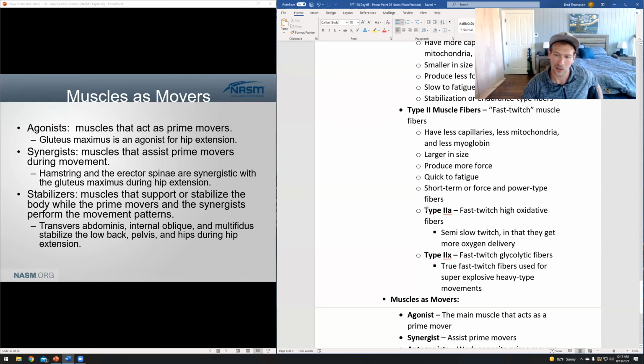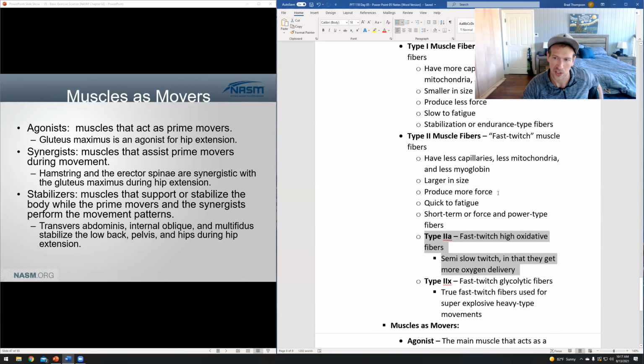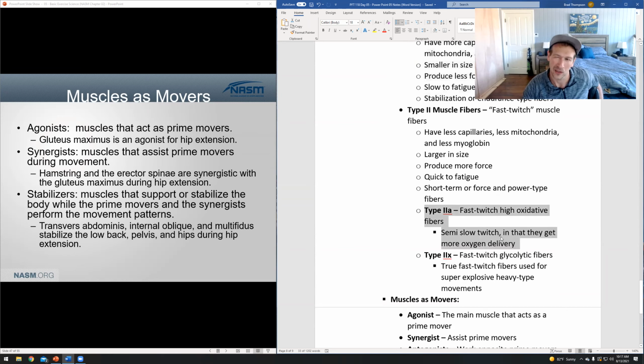Now, just so we're being a little bit more specific, we do break type 2 fibers down into 2 categories as well. There's the difference between type 2A and type 2B, which they started calling type 2X a couple years ago. But type 2A fibers are fast twitch, but semi-oxidative fibers. So they're semi-slow twitch in that they get a little bit more oxygen delivery. So they're a little bit better at producing energy. They're not as good at producing energy as type 1 fibers, but they're kind of in the middle, right? They're fast twitch fibers. They're big, make no mistake, but they do have a little bit of endurance.